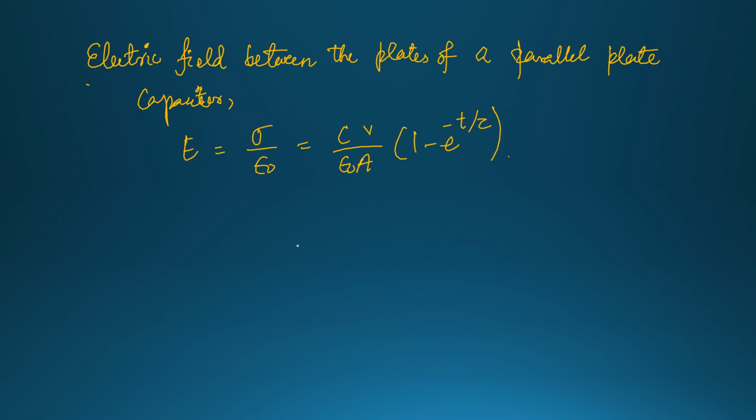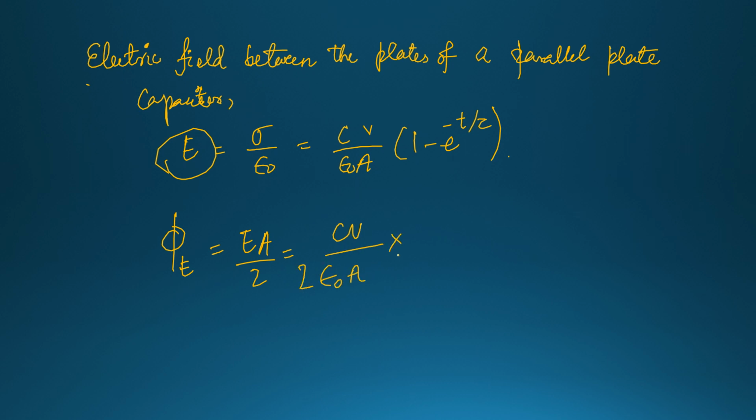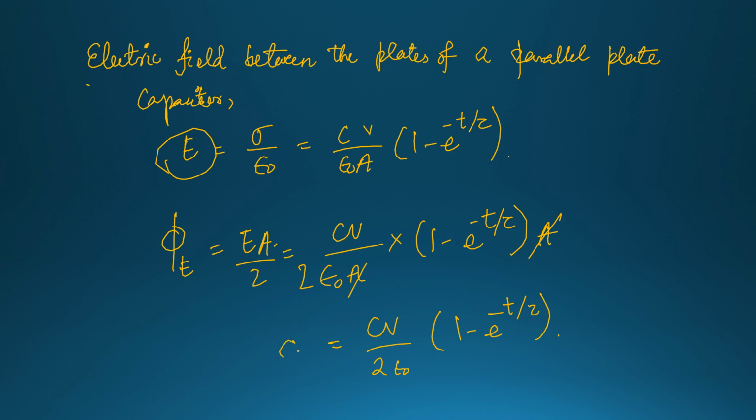Okay. Now we have electric field. We have to calculate flux. E into A by 2, right? So E is CV by epsilon naught A, into 2, into A is there. So CV, let me write it first. Into A, A cancelled out. That will be CV by 2 epsilon naught 1 minus e to the power minus t by tau. This is phi.